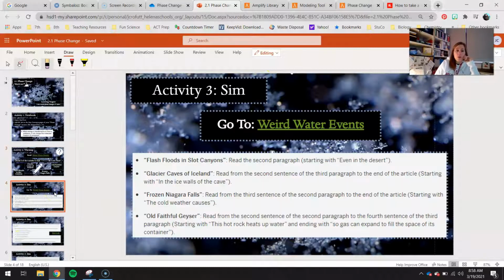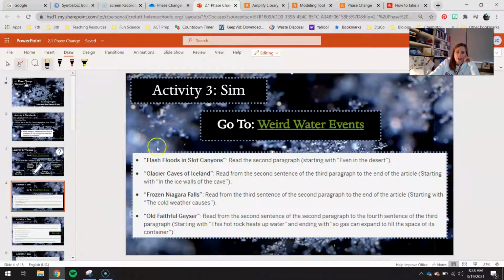Okay, so moving on, we're going to be looking at those 4 weird water events. You just read about 2 of them. And you're going to be working through them in the sim on part 3 to see what happens with that system. And then you'll be modeling that change on part 4. Okay, and I'm going to do some examples for you. So I'm going to focus in on the flash floods.